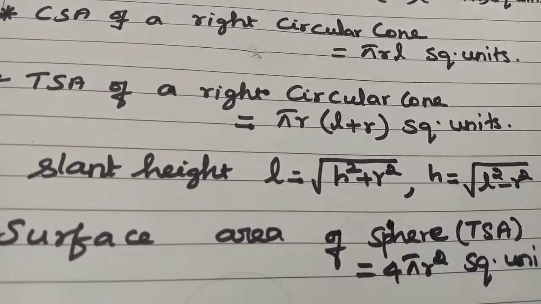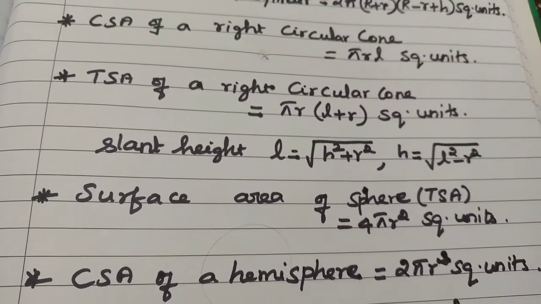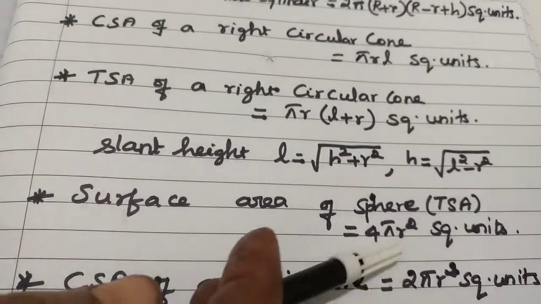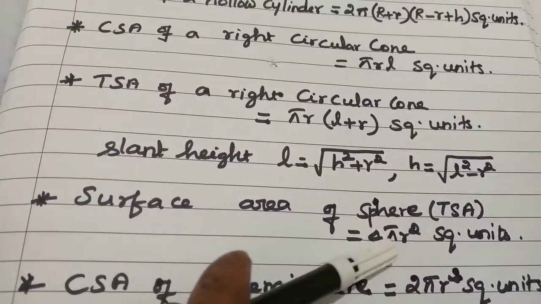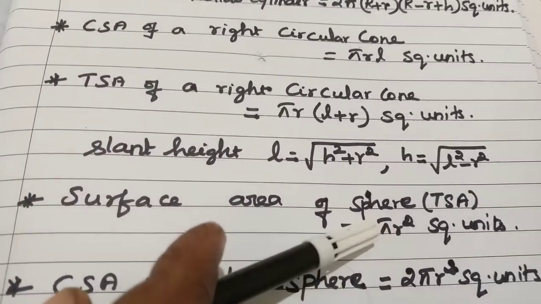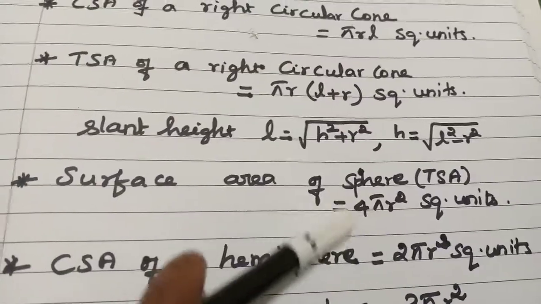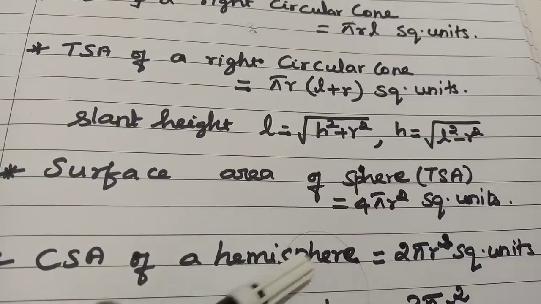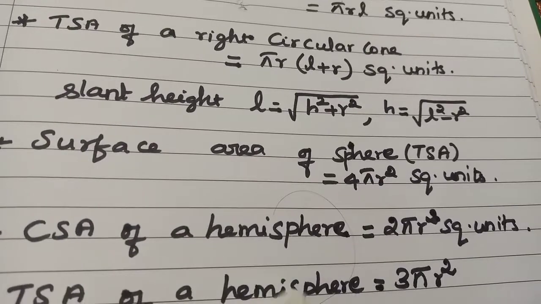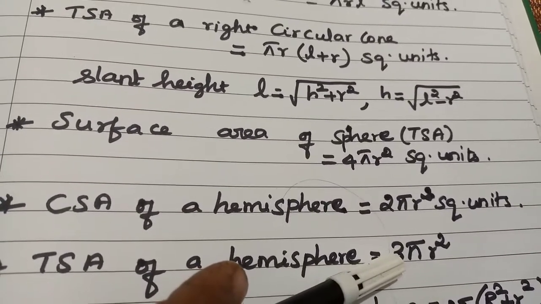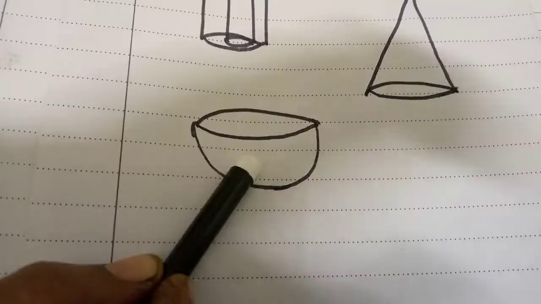Then CSA of the hemisphere. Hemisphere means half of the sphere. For the sphere, the CSA as well as TSA have the same formula, since it has no length. So 4 pi R square. CSA of the hemisphere is half of this, so 2 pi R square. Now TSA of the hemisphere is 3 pi R square.